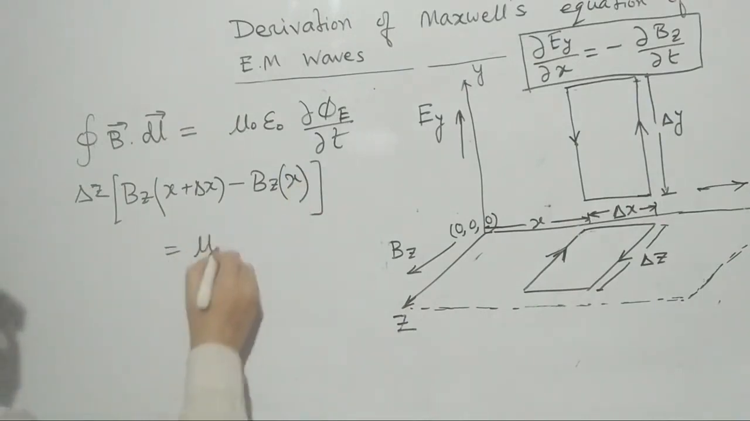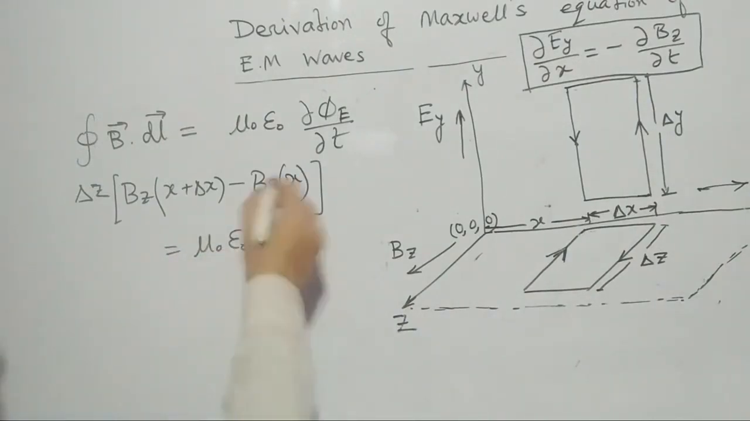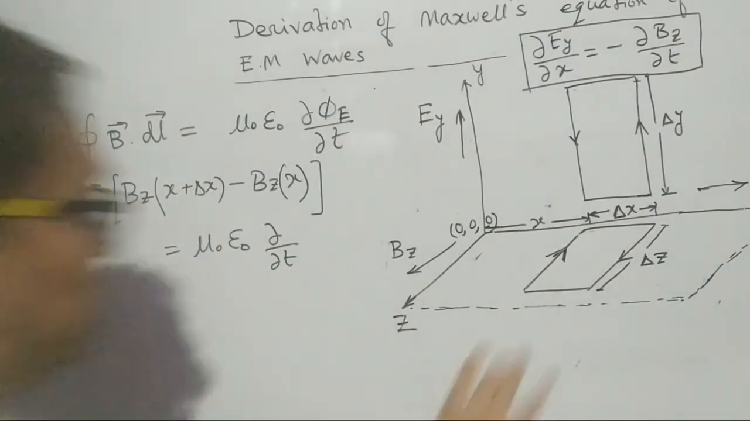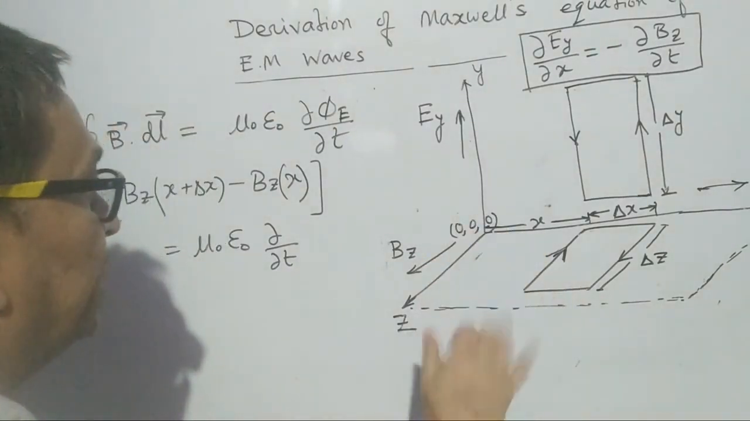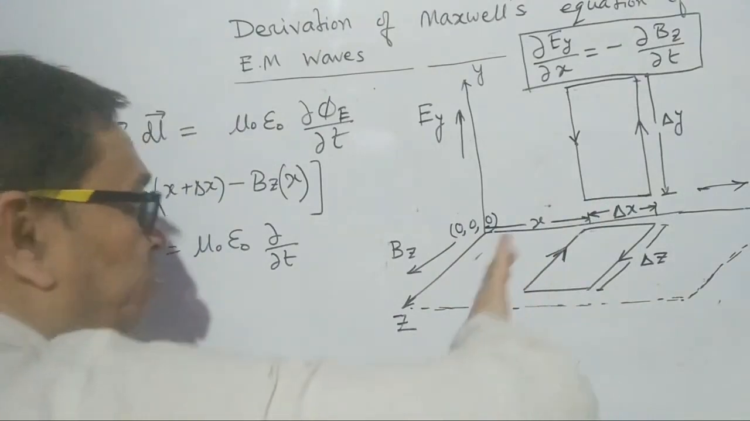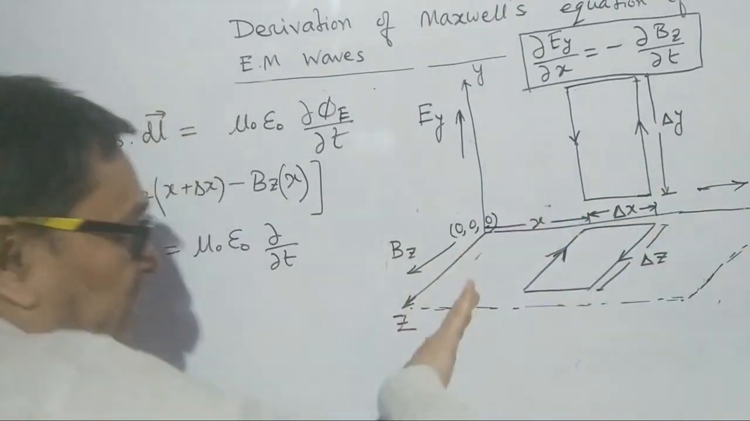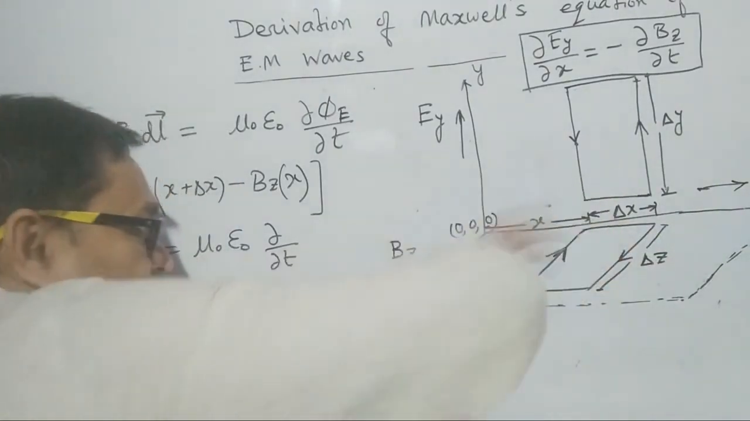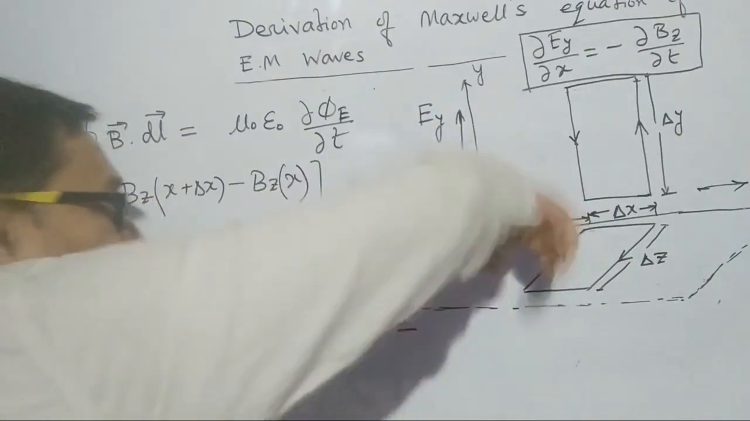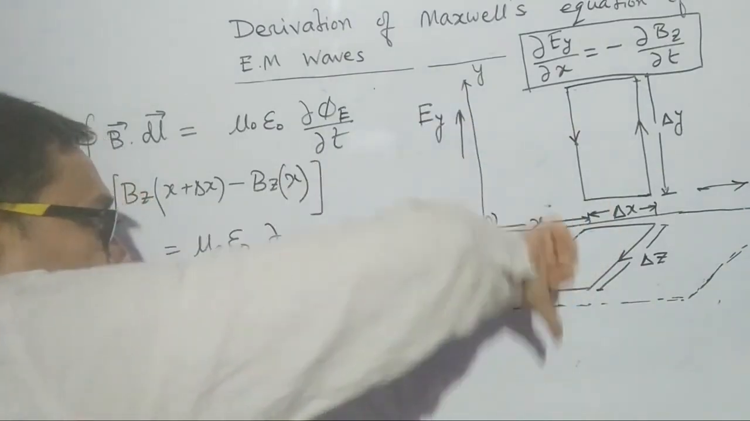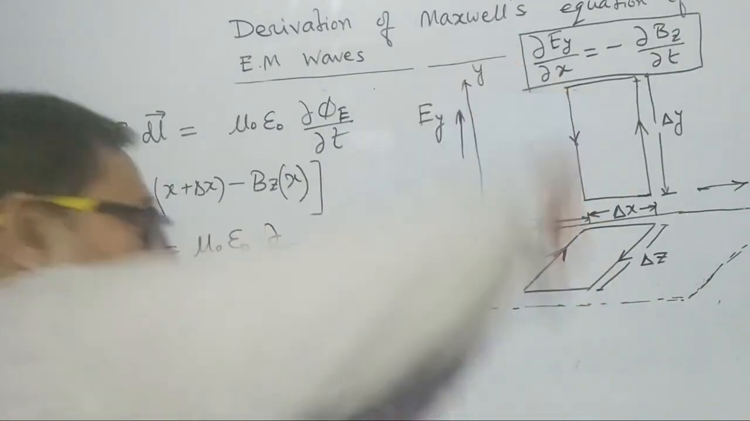So that is equal to mu naught epsilon naught. Now del by del t of phi e. Now what is phi e? This is the electric flux. Now see, electric flux means this loop. Now the loop is moving like this, isn't it? It is in the plane xz and it is moving like this. So the direction of the electric field will be downward. For this magnetic field loop, the electric field will be downward. So along minus y direction.